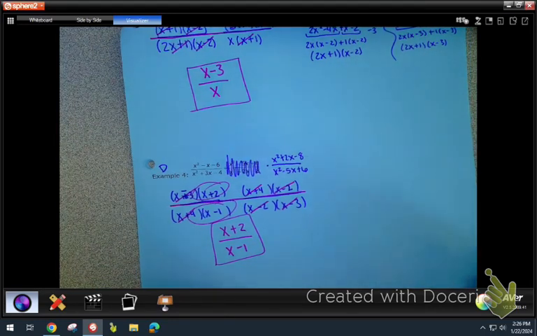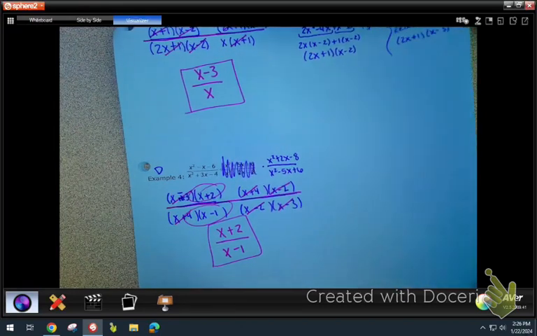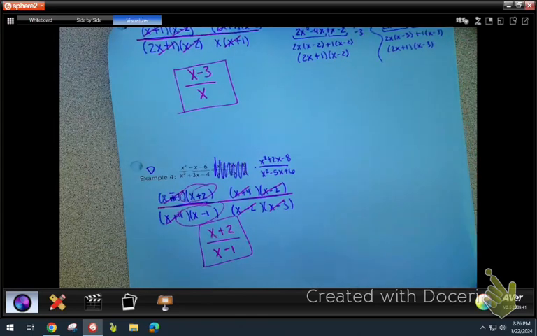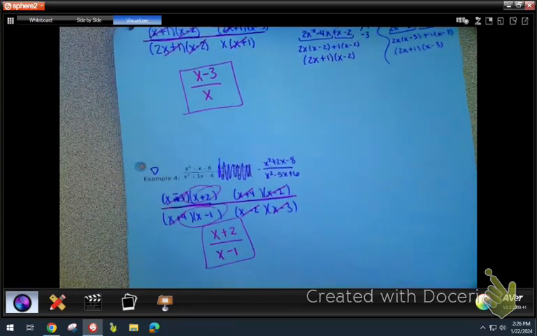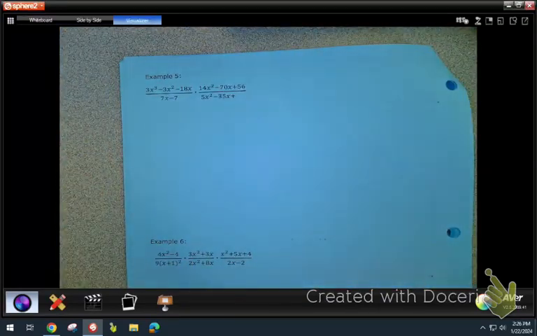You have to get a product of positive 6 and a sum of negative 5, so you have to have 2 negatives. I know, I hate that trinomial. Okay, flip. Still going. For some reason, this problem's good.